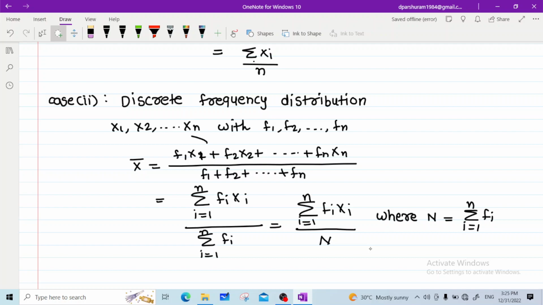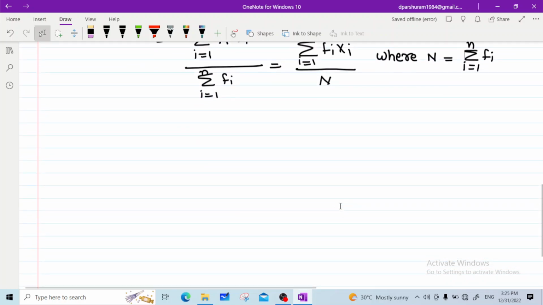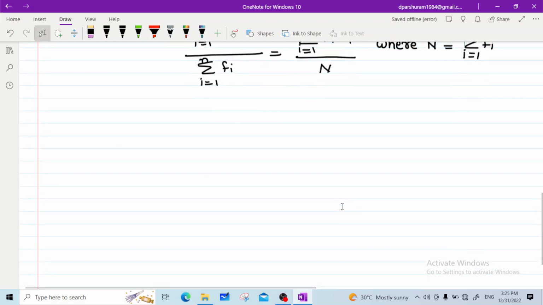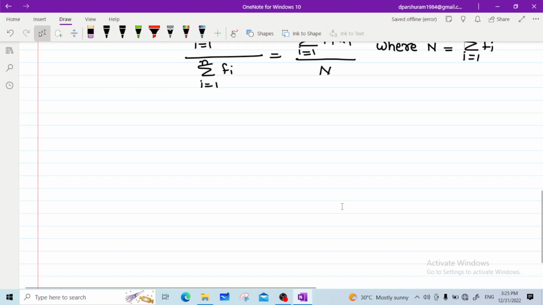Then there is case number 3. Arithmetic mean for continuous frequency distribution.